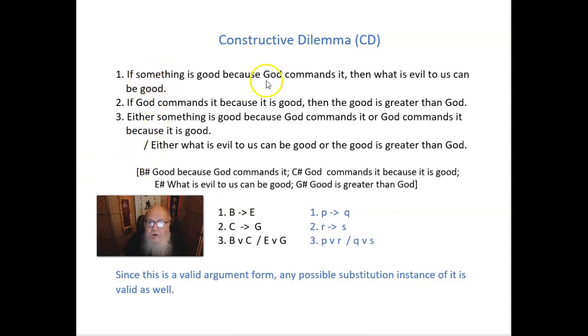Right? So we take our propositions and we begin to symbolize them. We let B stand for good because God commands it, C, God commands it because it's good, E, for what is evil to us can be good, and G, the good is greater than God. That gives us premise 1, if B then E. Premise 2, if C then G. Premise 3, B or C. Therefore, E or G, which gives us our form. If P then Q, if R then S, either P or R, therefore either Q or S. And since this is a valid argument form, any possible substitution instance of it is valid as well.